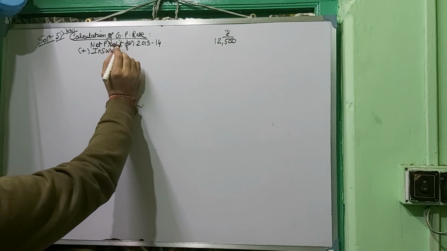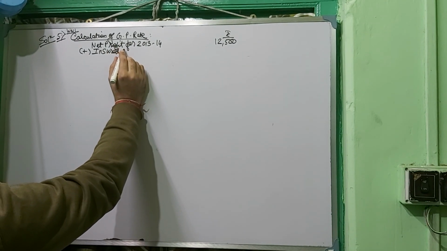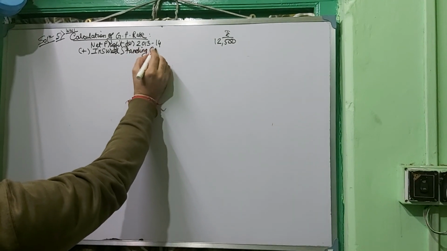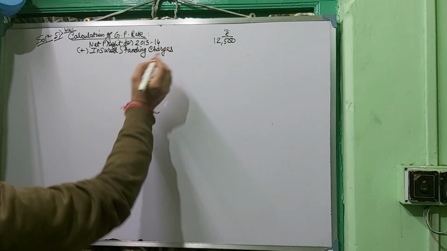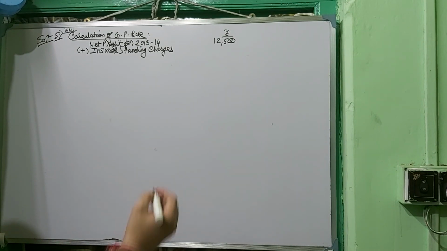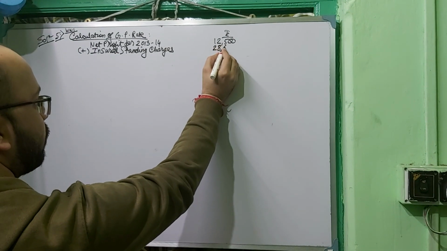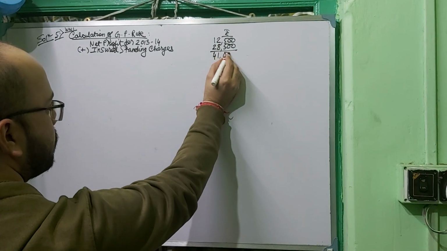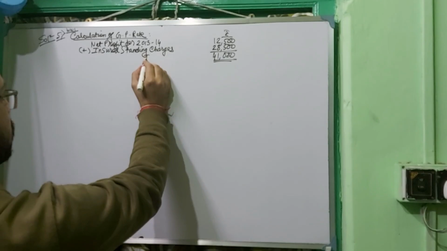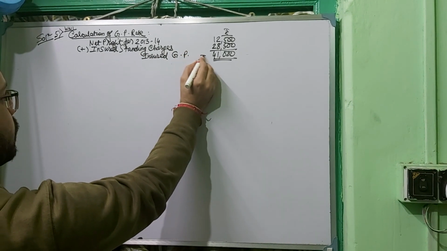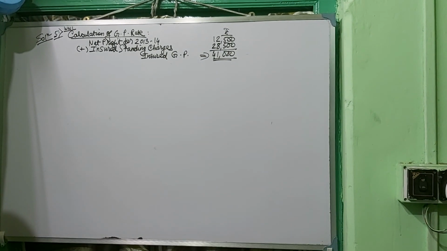I am assuming them as insured. So you have to add the insured standing charges to the net profit to get the insured gross profit, which is 28,500. If you add this, 41,000 is your insured gross profit, insured GP. This is working 1.